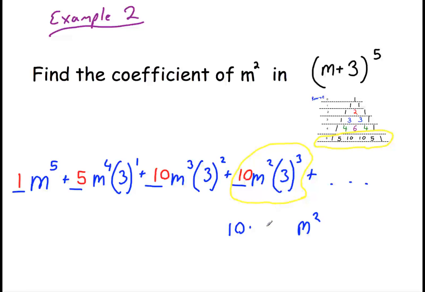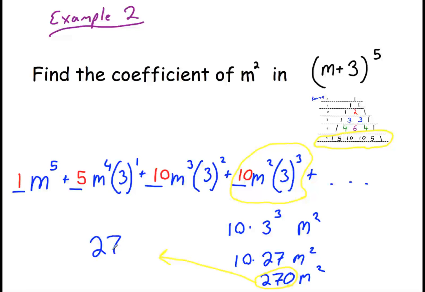We're also going to multiply that by 3 cubed. Well, 3 cubed is 3 times 3 times 3. 3 times 3 is 9, times 3 is 27, so we have 27. We still have that times 10. So then my final answer is 10 times 27 is 270 m squared. So find the coefficient of m squared. Well, the coefficient is whatever is in front. So my coefficient is 270.